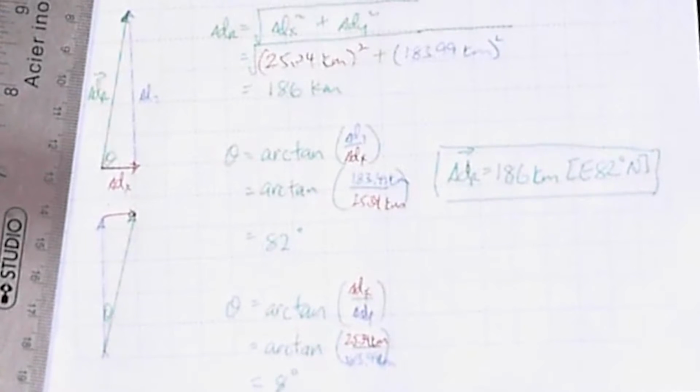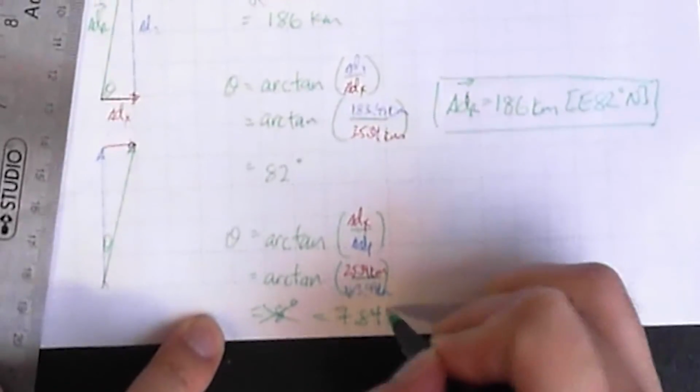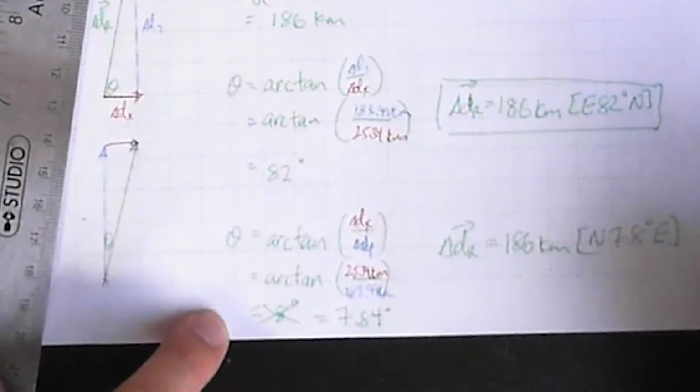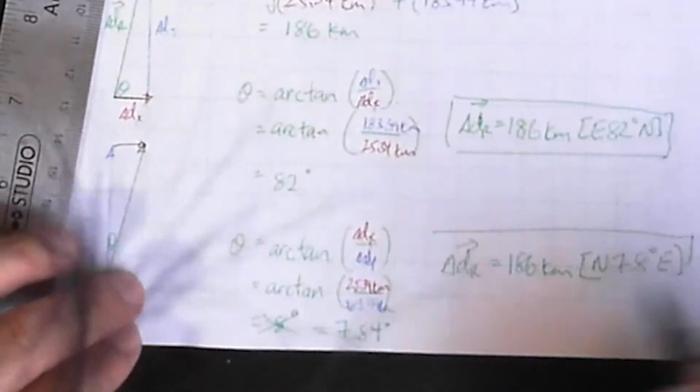Of course I'm going to check it out. I'm not so sure about my calculations. Well, roughly 8 degrees. It works out to 7.84 degrees. So another correct answer of my delta dr is equal to 186 kilometers. From the north, we're going to tilt 7.8 degrees towards the east. So both of these are correct.